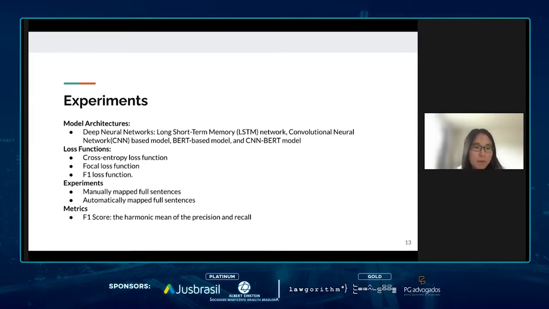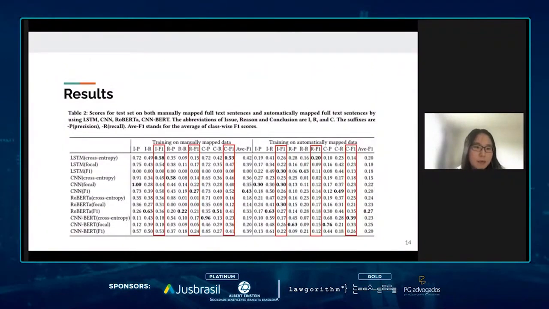For comparison purposes, we train our models on manually mapped data and automatically mapped data separately, and the F1 score is used to measure the performance of our models. This table shows the results of our experiments.